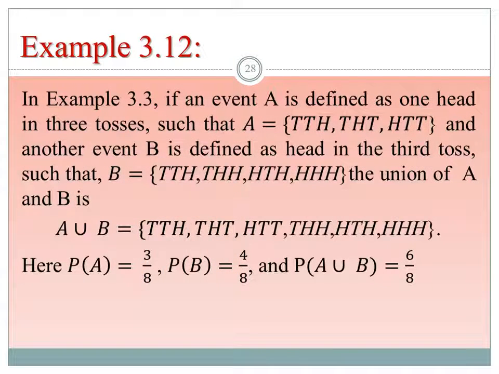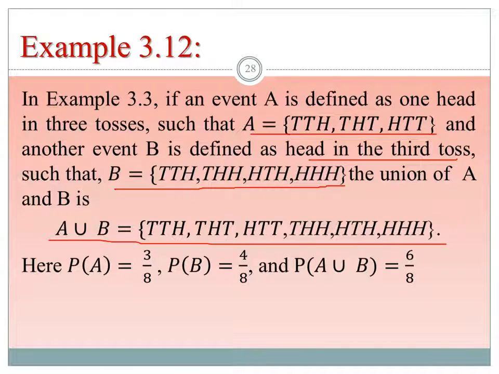Alright, so this is a simple example for A union B. We define A as exactly one head, so this is event A, and another event B defined as head in the third toss. So that event space B is equal to this. A union B means we have to write all the elements of A and B. So that means A union B is equal to this event.